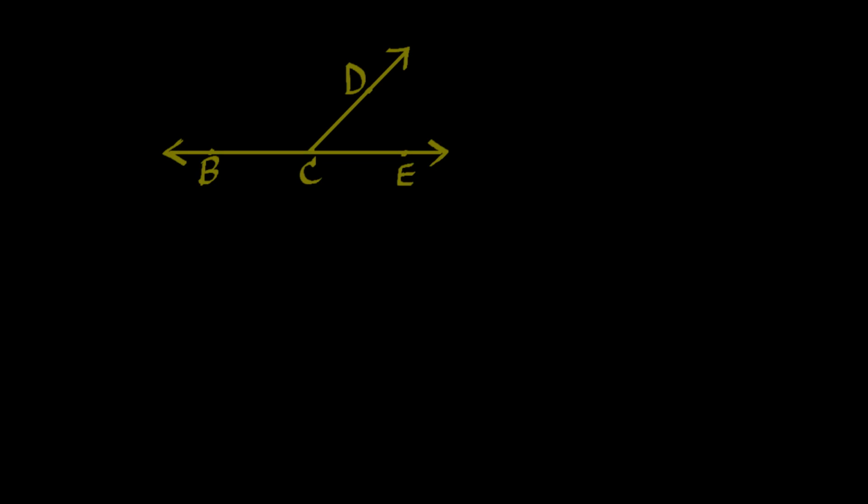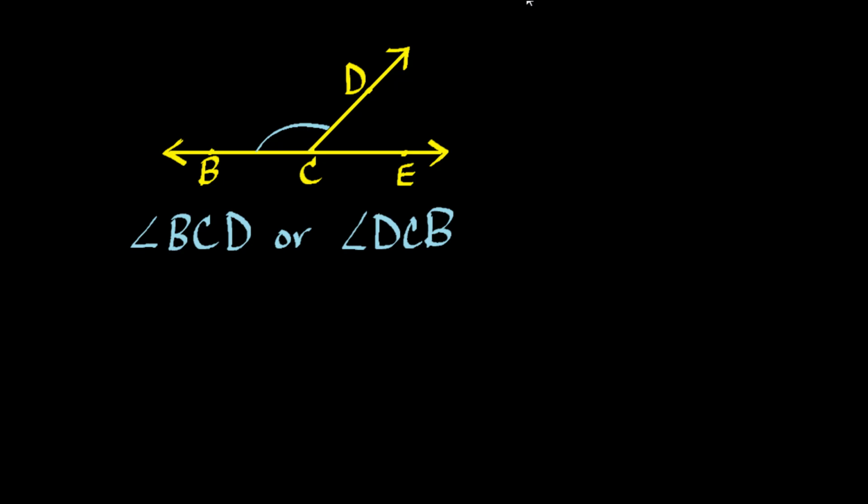In this new diagram, we have several angles that we could name. We have this angle on the left that consists of ray CB and ray CD. If we were going to name this angle, we would need to name it angle BCD or angle DCB. Notice how the vertex C must be written between B and D or D and B. There are no other ways to accurately name the angle on the left because we couldn't say that it was angle C, since in this drawing there are other angles with the vertex C.